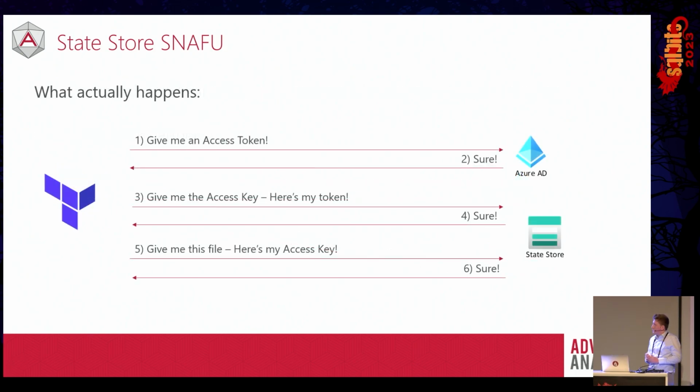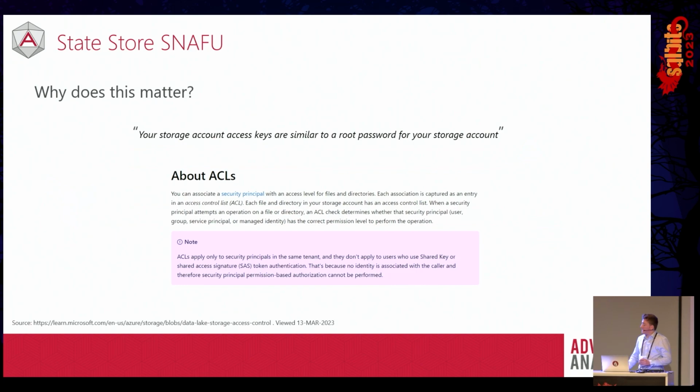It says to Azure AD, I want to authenticate, and Azure AD says, yep, sure. Then it says to the storage account, give me the master access key. And it gets that back, and then it gets its file using the access key. Now, why does this matter? The reason it matters is because of this quote.